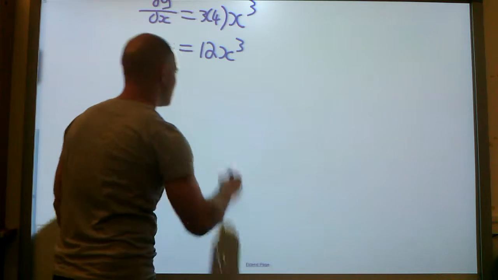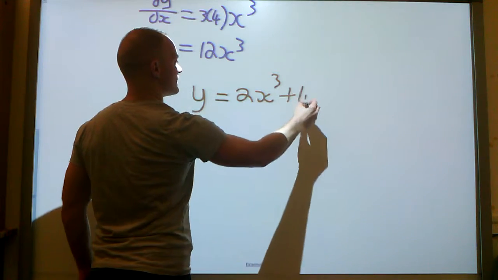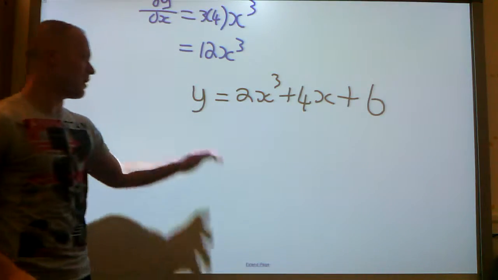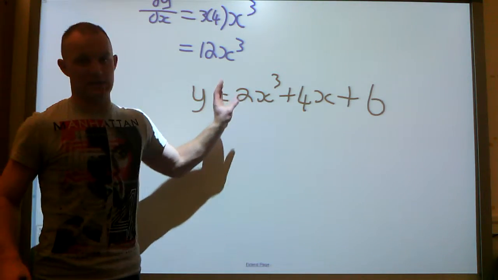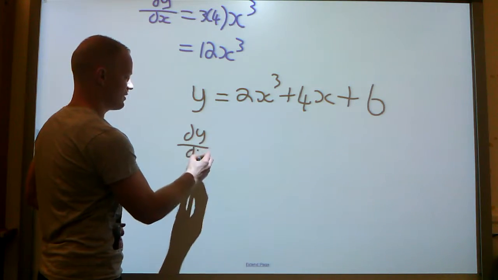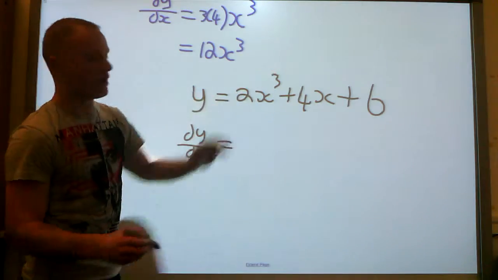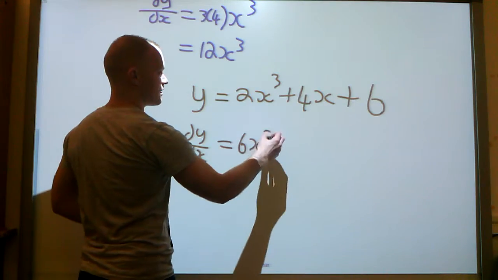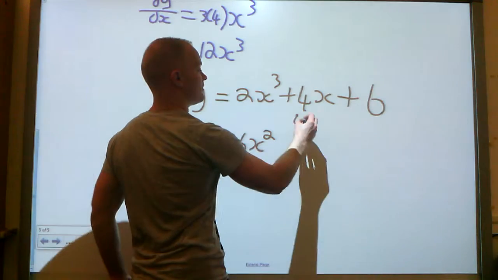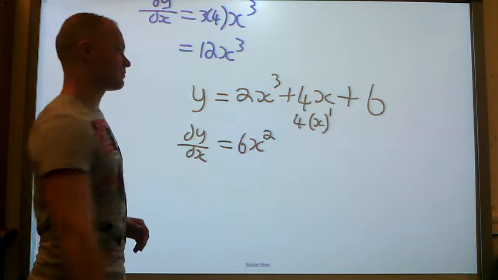If we had a function y equals 2x cubed plus 4x plus 6, okay? We're going to do this one now. We want to get the derivative of this. We differentiate each one of them separately, okay? So dy dx is equal to, bring the 3 down in front, so 3 times 2 is 6, and then we reduce the power by 1, so 6x squared. And then we have 4x to the power of 1. I'll just rewrite that. That's basically what it is.